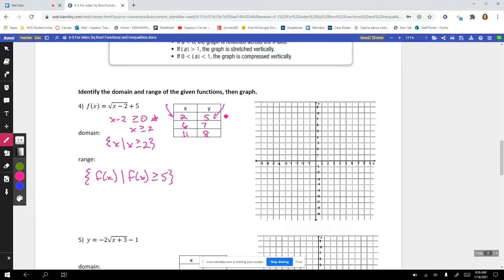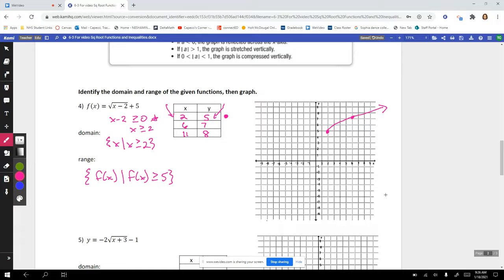Again, if you want to pause the video and do that, you can. And then I'll graph it. So I have 2, 5 as a point, and then I have 6, 7 is here, and then 11/8 is going to be somewhere up here. So I know that my graph is going in that direction.